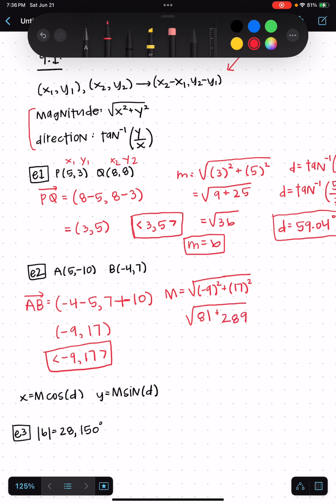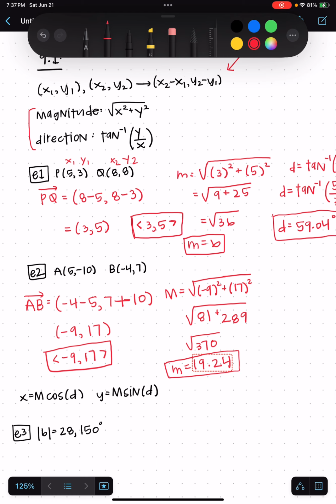And then let's add those things together. So we have the square root of 370, which I don't believe simplifies, so I'm going to create a decimal with it. The square root of 370 is 19.24. So my magnitude is 19.24.